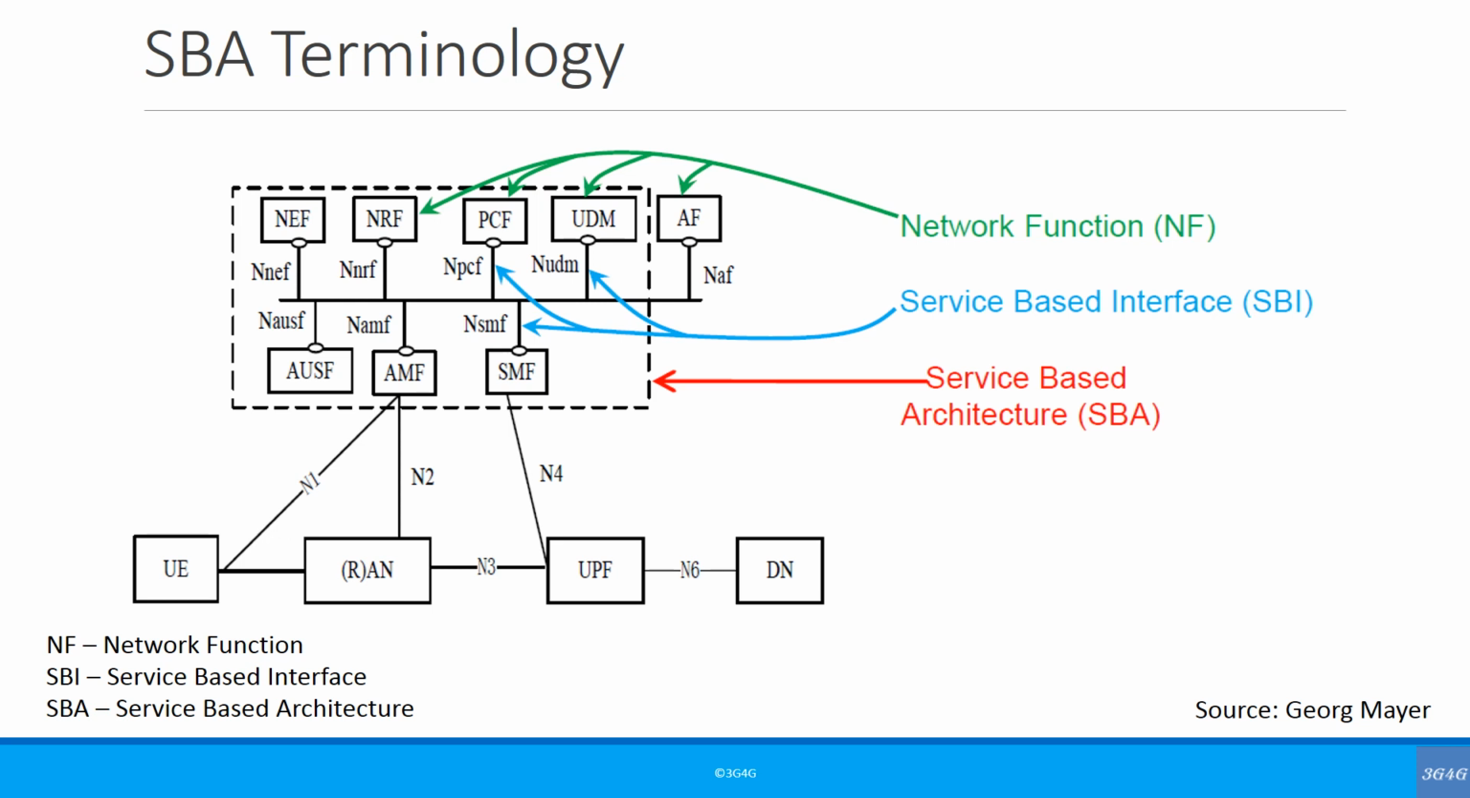This slide from Georg Mayer shows the service-based architecture terminology. What is meant by network functions? As you can see, all these different network functions, the NRF, the PCF, UDM, AF, and even the ones which are actually not listed below, the AUSF, AMF, SMF, they're all network functions, right? And you have the service-based interface on which all these network functions communicate with each other. Finally, you have the service-based architecture, which covers all these boxes except for the AF or the application function.